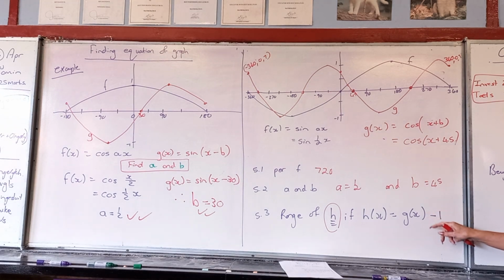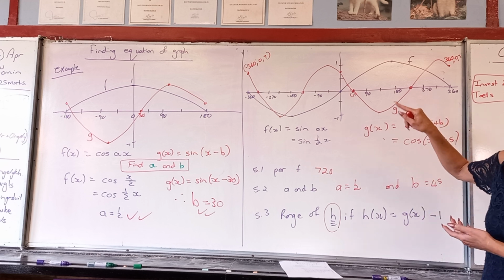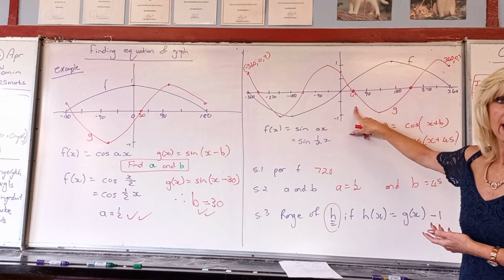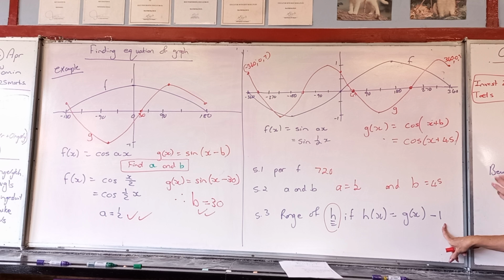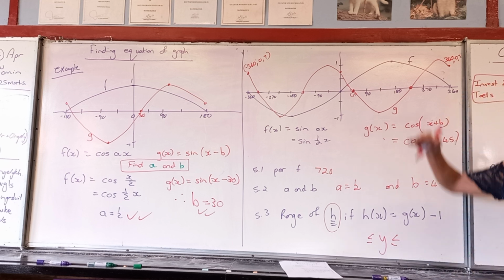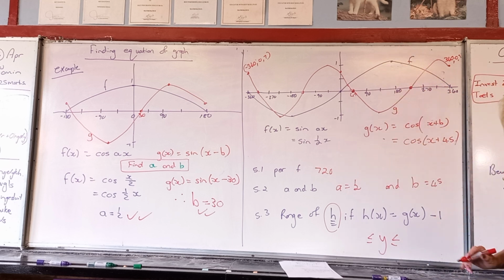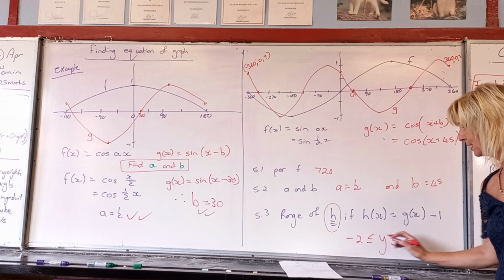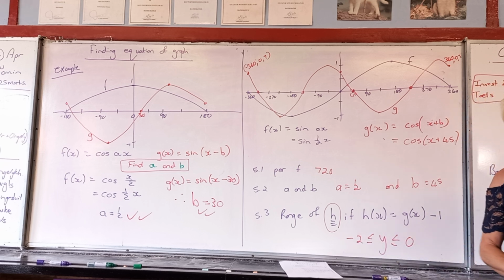Subtract one from all the y's. So what's the graph doing? Moving one down. So if you take G, which was the original red graph, and you move it down one unit, what's going to be the range? Instead of 1 to negative 1, negative 2 and? Excellent. 2 marks for you.